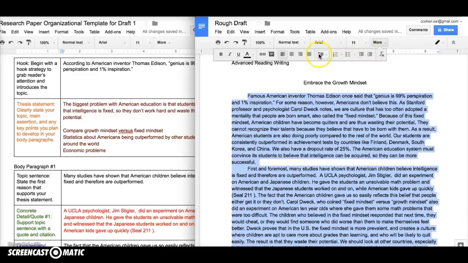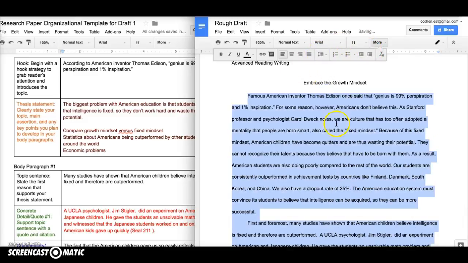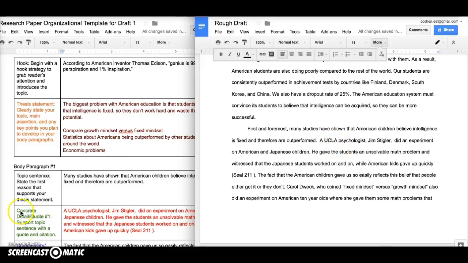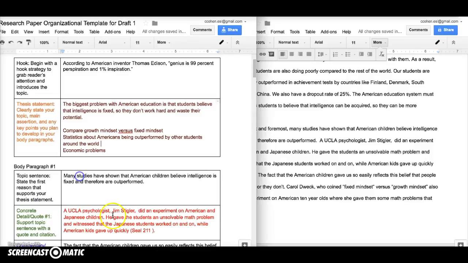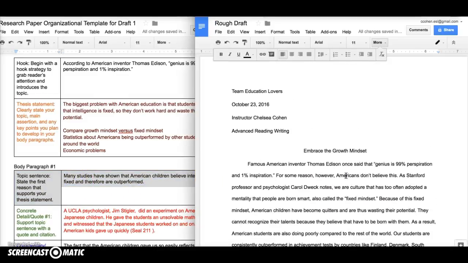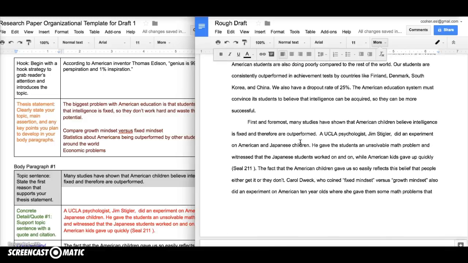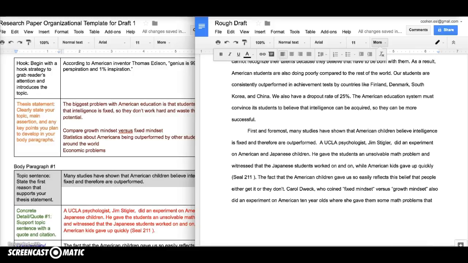And to do that, I go here and click double. And so once this is filled out, you just copy and paste the information in here into your body paragraphs, and you turn it into a lovely, complete, well-balanced research paper.